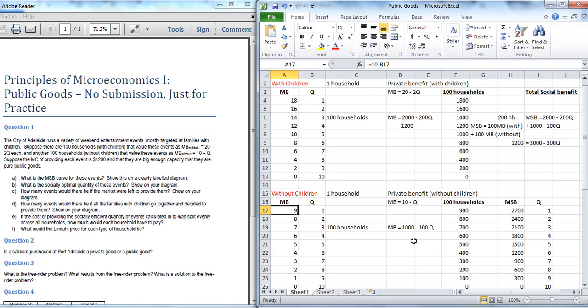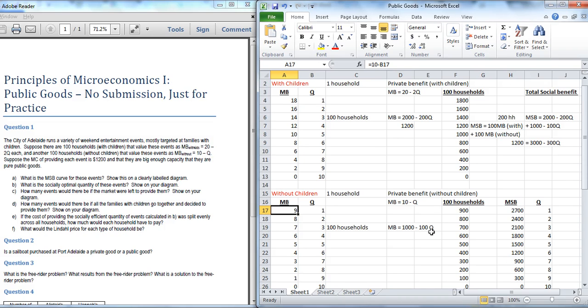Okay, so now we have the marginal benefit for all of the families with children and all of the families without children. So how do we get the marginal social benefit? Well, we have to add these together. You're going to add 2,000 minus 200q to 1,000 minus 100q. If you add them together, you're going to get 3,000 minus 300q. That's going to be the marginal social benefit for all of these households, the 200 households, including the 100 with children and the 100 without children.